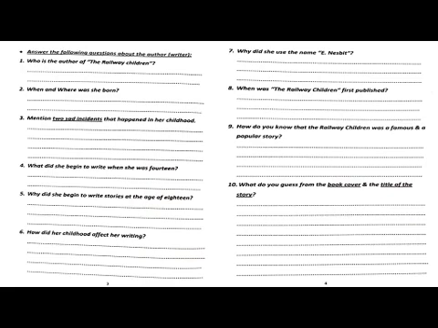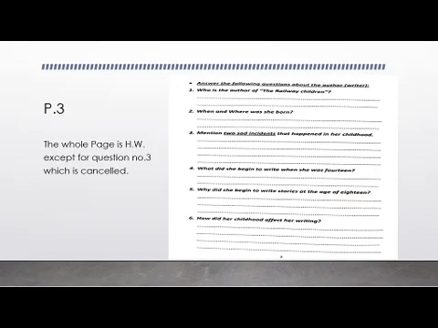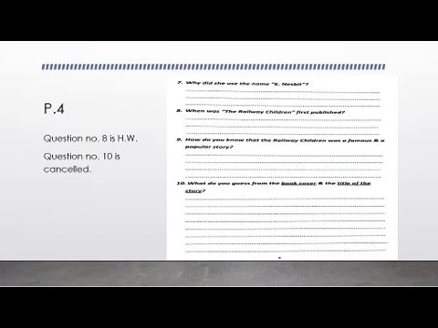So in pages 3 and 4, we have the questions. Questions from 1 till 10. In page 3, you have the whole page as homework. So questions number 1, 2, 4, 5, and 6 are homework, except for question number 3, which is cancelled. We're not going to solve it together this year. In page 4, you have question number 8 as homework, and you have question number 10 as a cancelled question.